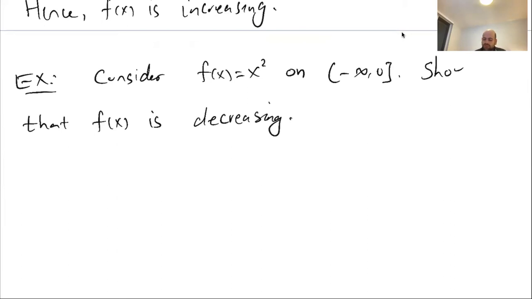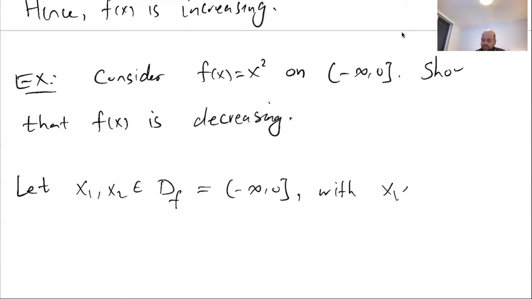Okay, so I have to show that f of x is decreasing. That means I have to consider 2 points x1 and x2 in the domain. So let x1 and x2 be in the domain of f, and in this case the question is assuming that the domain is minus infinity to 0, with x1 less than x2. Then what can we say? Then we can say that minus x1 is bigger than minus x2.